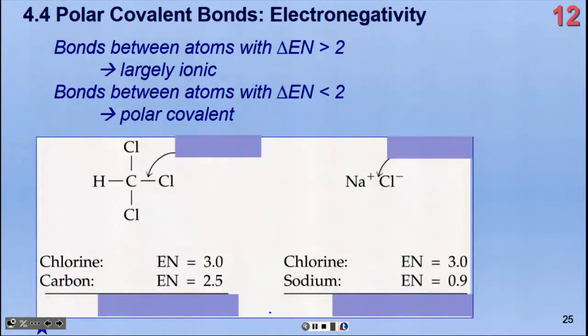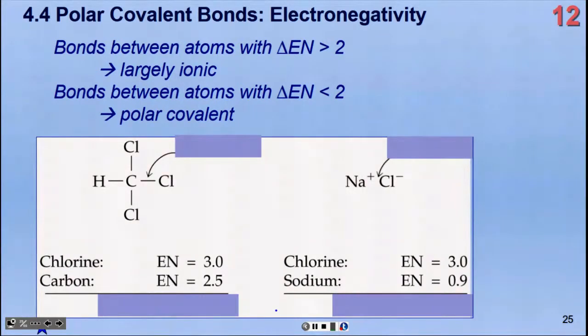All right, so what do we do with those? When the bonds between atoms have an electronegativity difference greater than 2, we'll call them generally largely ionic. When they're less than 2, they're polar covalent. When they're very small, we're going to call them nonpolar. So let's look at some examples given some numbers. You can look them up on that chart, but they're provided on this slide for you.